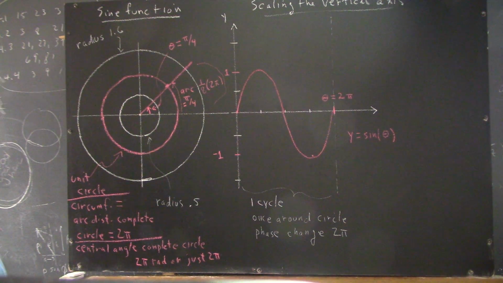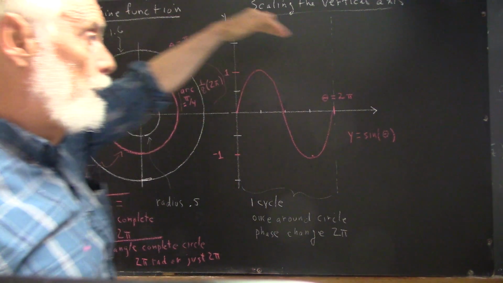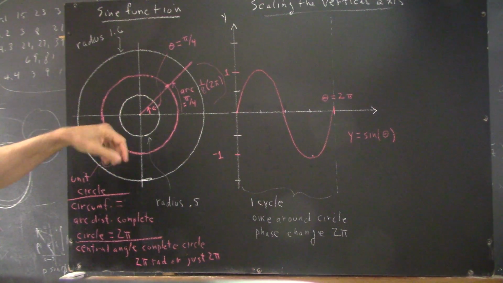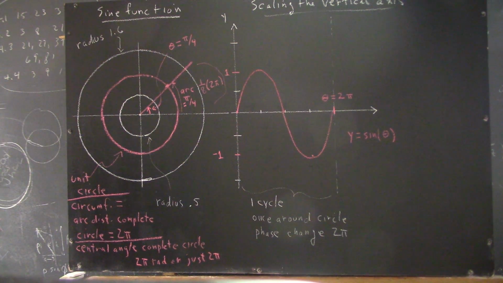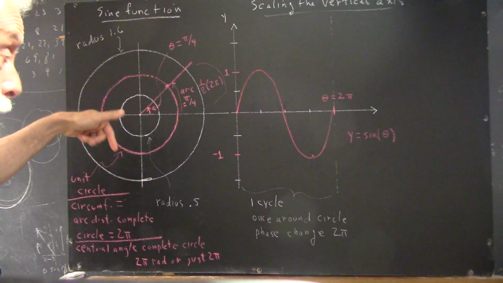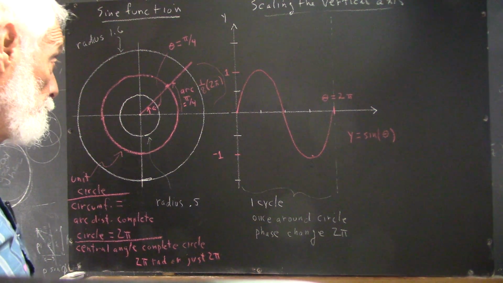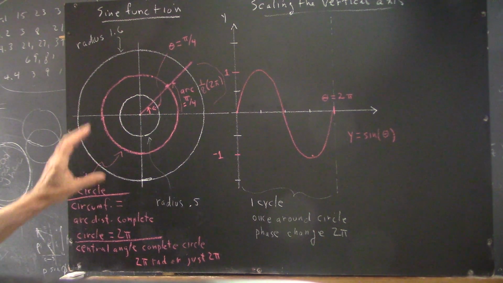We want to talk about scaling the vertical axis for a sine function. Now I didn't draw these circles freehand. No way I could have made them look good freehand. Might get one good circle freehand, but I'm not going to get three concentric circles freehand. Okay, and I probably won't even get one.